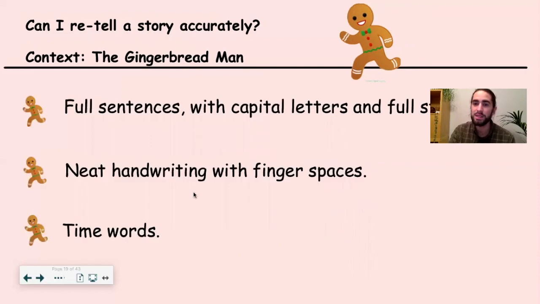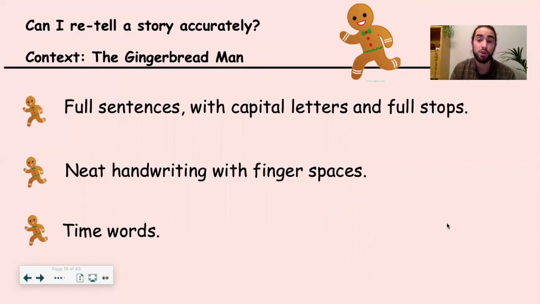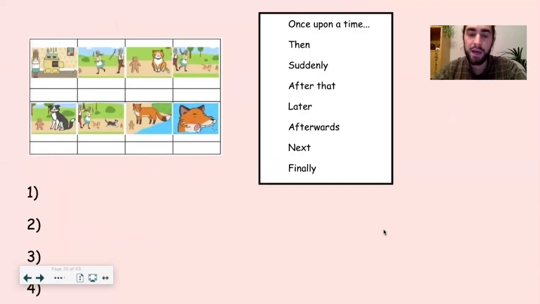So today we're going to need to do three things. We're going to need to use full sentences with capital letters and full stops. We're going to need to use neat handwriting with finger spaces. And we're going to need to include time words. And of course, if we're using time words, we're going to need to make sure that our story is in the right order. So we need to make sure we start from the beginning and work our way through the story to the end.